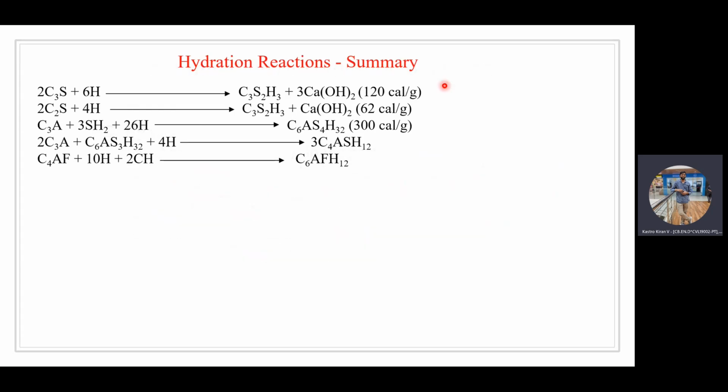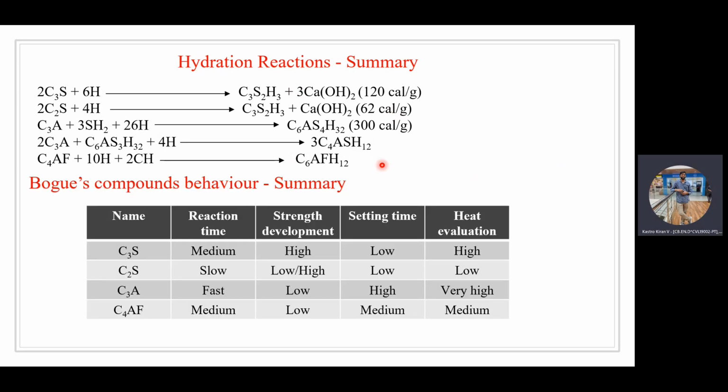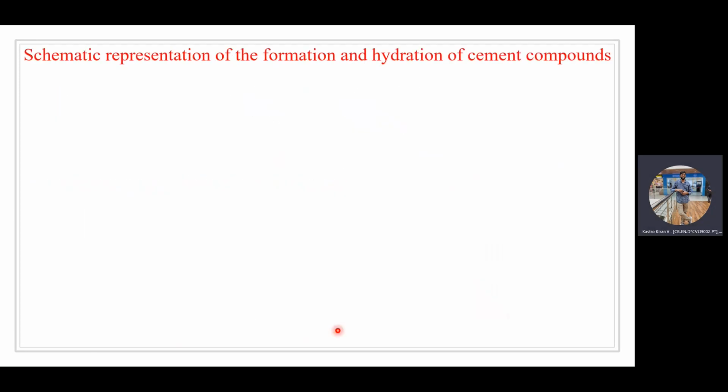And this is the entire summary of the chemical reactions that we have seen so far. And the Bogue compounds are these: C3S, C2S, C3A, and C4AF. You can see the reaction time of each Bogue compound, the strength development and its setting time, along with the heat evolution process. You can see here C3A is liberating a huge amount of heat, very high heat evolution. So that's the entire summary of the hydration reactions and the behavior of the Bogue compounds in the process of hydration.